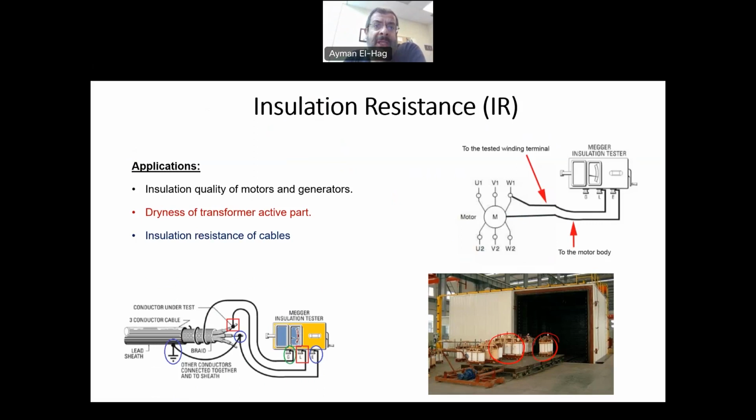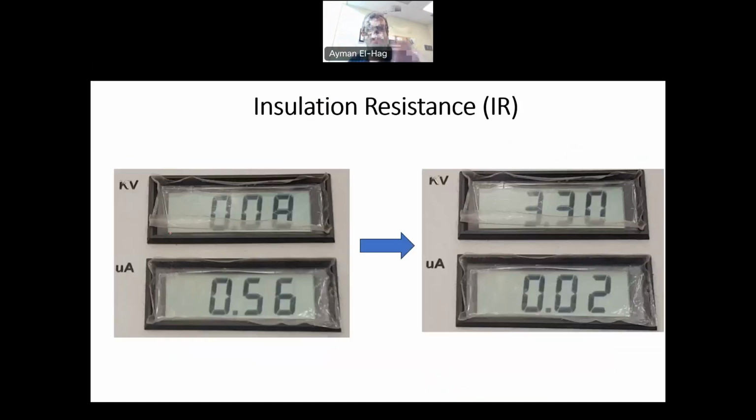Now the question is why we have this drop in the current. We might not even notice, but this is a capture from the video that you just saw. When we start the test, the voltage was 0.08 kilovolt. I just started to increase the voltage. The current was 0.56 microamps. Then when I reached that voltage level, the current was already 0.02 microamps. Why that drop in the leakage or in the current, and why does it happen very, very fast?